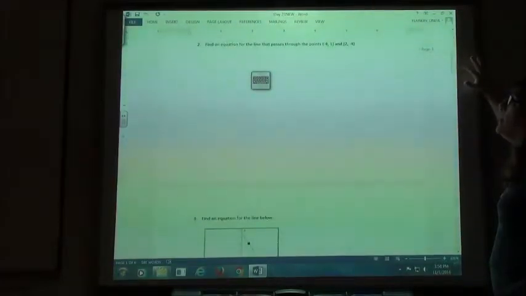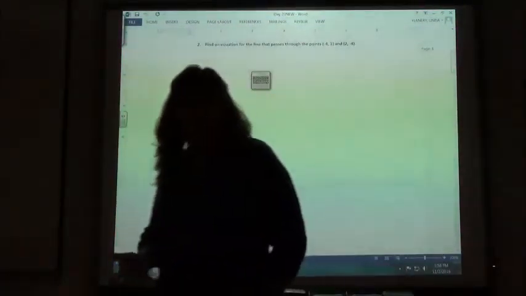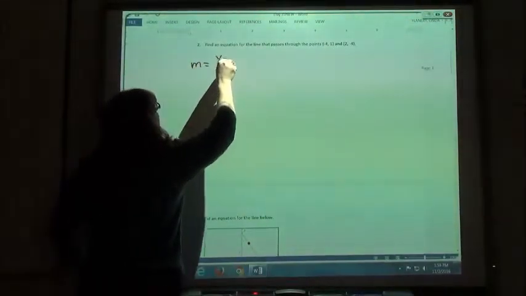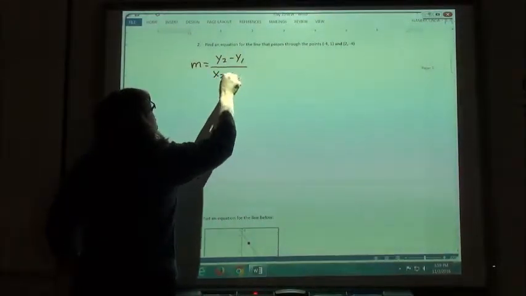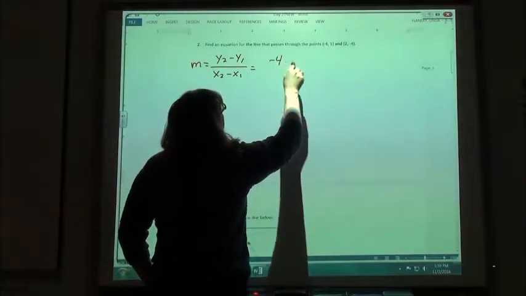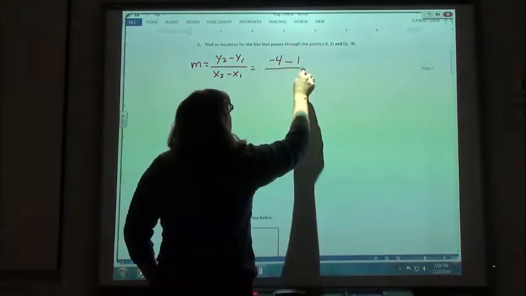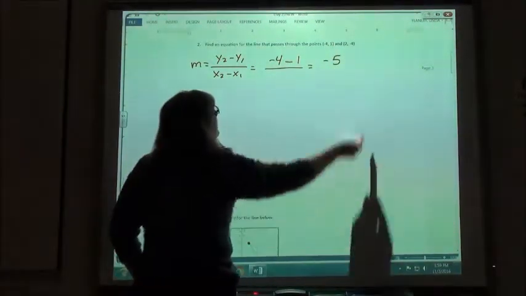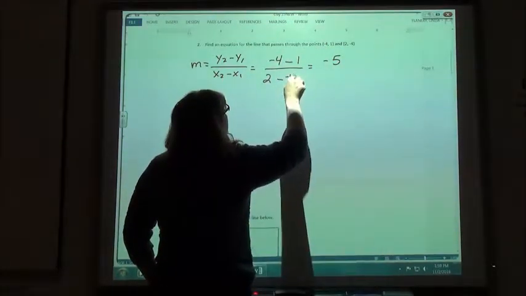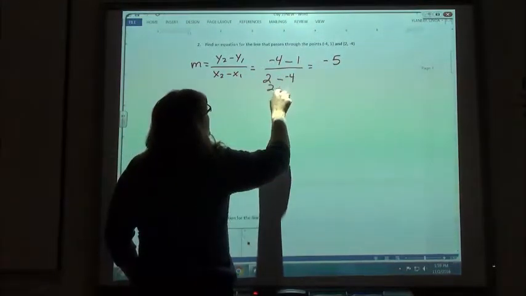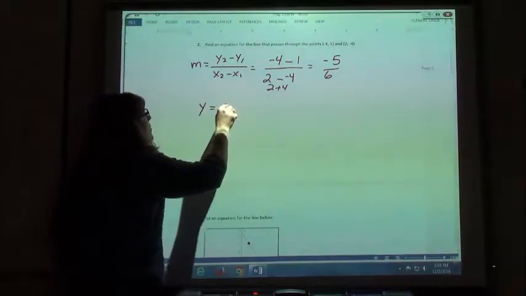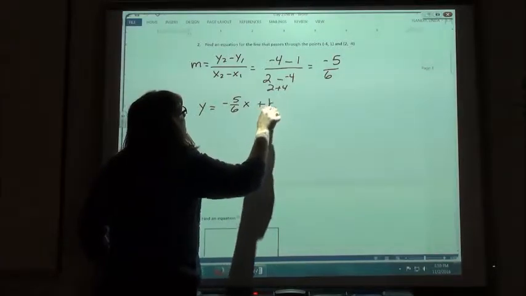Number 2 then, they're going to give us one where we don't have the graph. If we don't have the graph, we have to find the slope using our formula for slope. So m equals y sub 2 minus y sub 1 over x sub 2 minus x sub 1. So the y value from point 2, which is negative 4, minus the y value from point 1, which is 1, gives me negative 5. The x value from point 2, which is 2, minus the x value from point 1, which is negative 4. When I subtract a negative, I end up adding, and so I get a slope of negative 5/6. So y equals negative 5/6 x plus some number b.